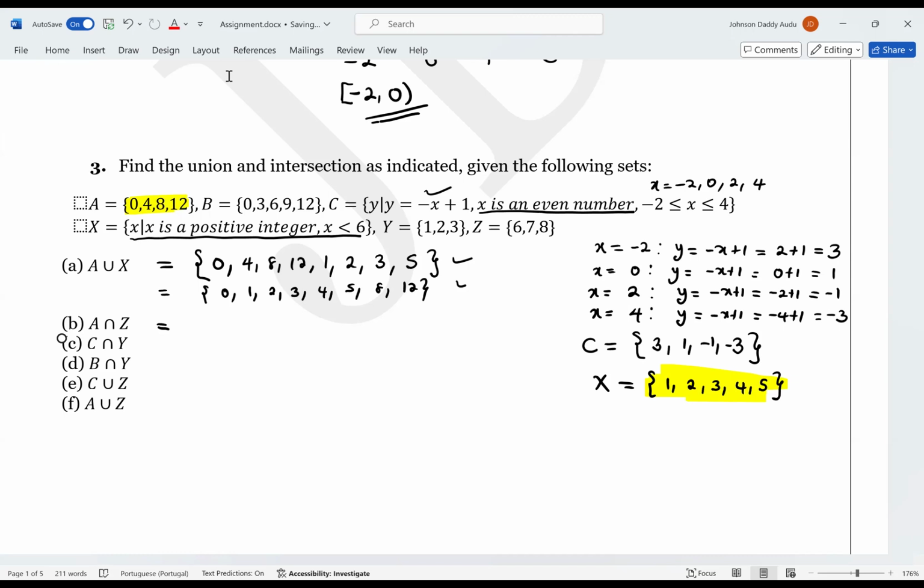Okay, now we are looking at A intersection Z. Intersection means what is common, right? What is in both A and in Z? So you look at A and Z. What do you have in A that is also in Z? Anything? I think I can see only 8, right?